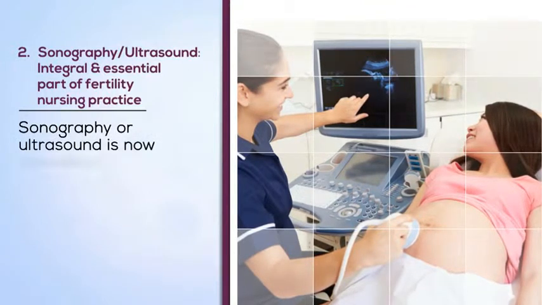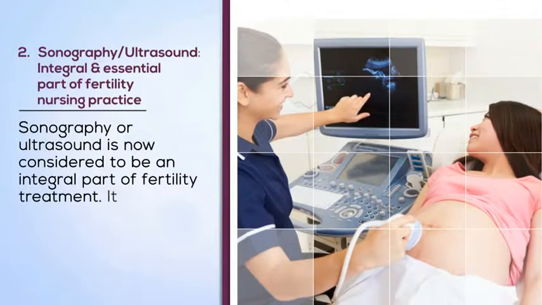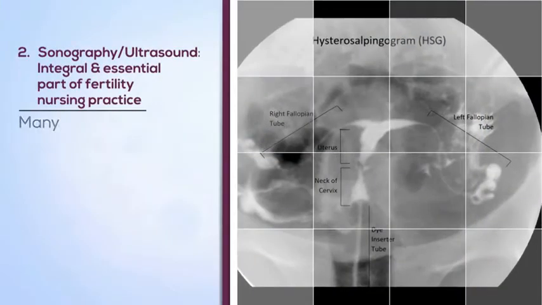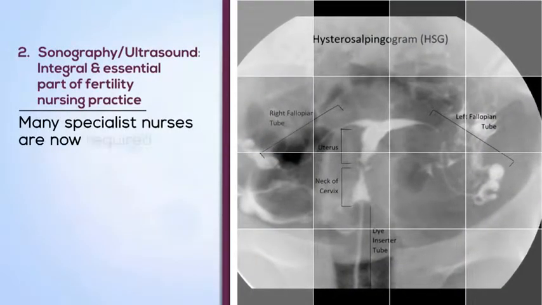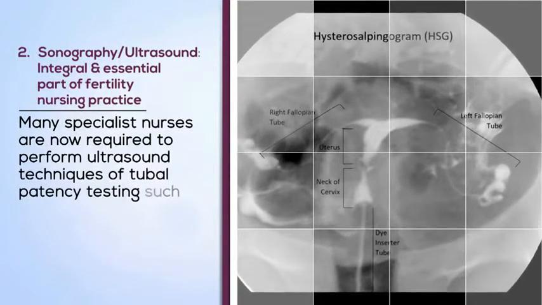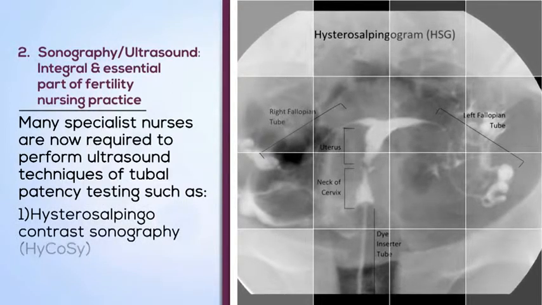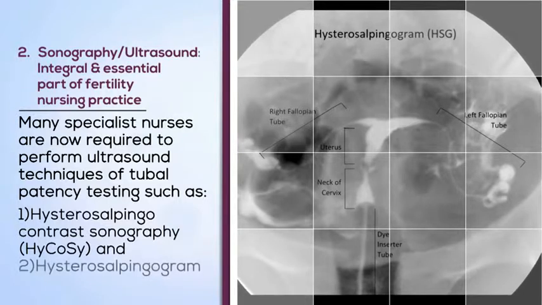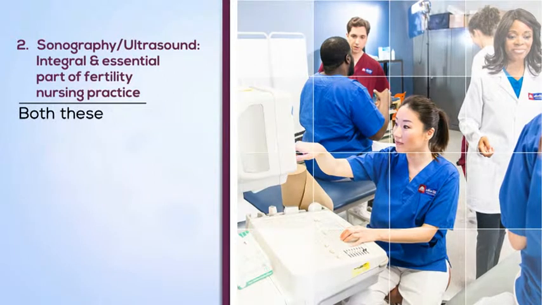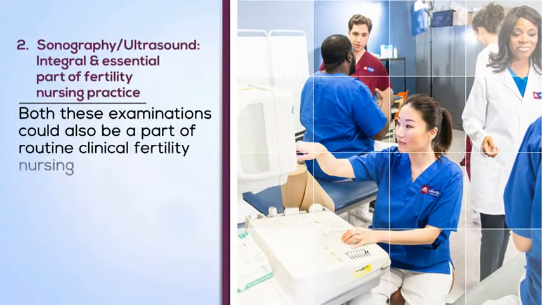2. Sonography, ultrasound. Integral and essential part of fertility nursing practice. Sonography or ultrasound is now considered to be an integral part of fertility treatment. It requires specialized training and assessment. Many specialist nurses are now required to perform ultrasound techniques of tubal patency testing such as 1. Hysterosalpingo contrast sonography and 2. Hysterosalpingogram. Both these examinations could also be a part of routine clinical fertility nursing practice.